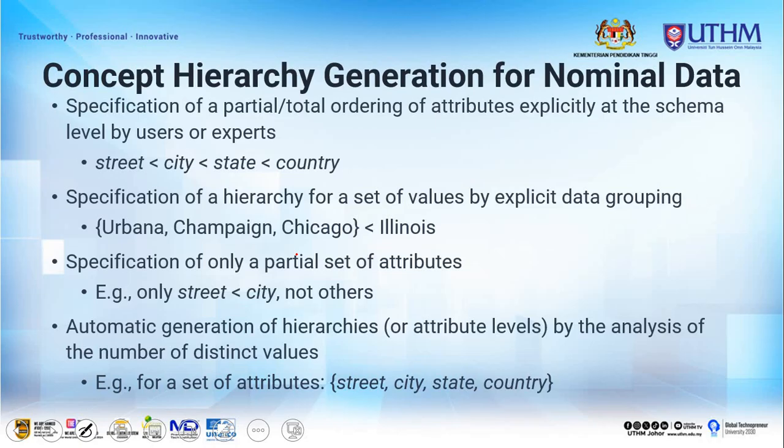So the specification of a hierarchy for a set of values is done by explicitly grouping data, for example, Urbana, Champaign, and Chicago under Illinois. Okay, so these are some examples already given there, under the state, under the city. For example, under the district of Muar, we have many places. Under the state of Johor, we have many districts. Under a district, we have many kampongs, for example, villages. So something like that.